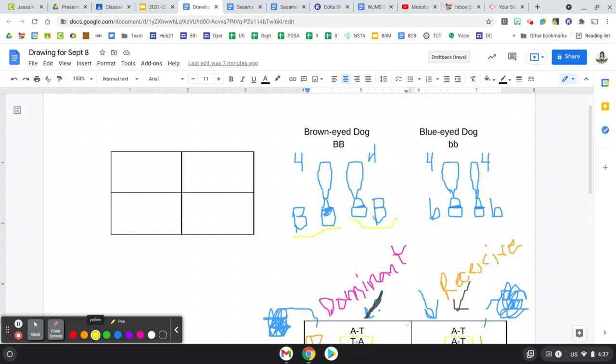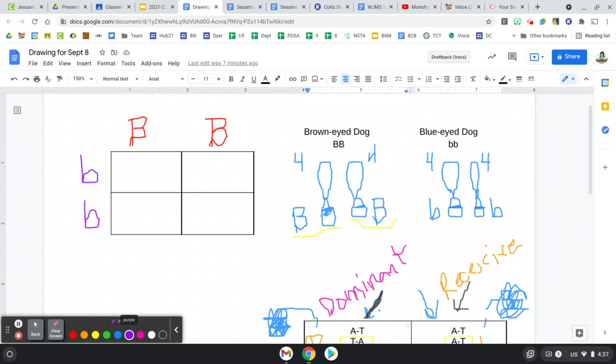So when we write this out, we would have this form and this form separately that could be passed on. And we know that the same thing happens with the blue-eyed dog. So you could have this form and this form passed on.